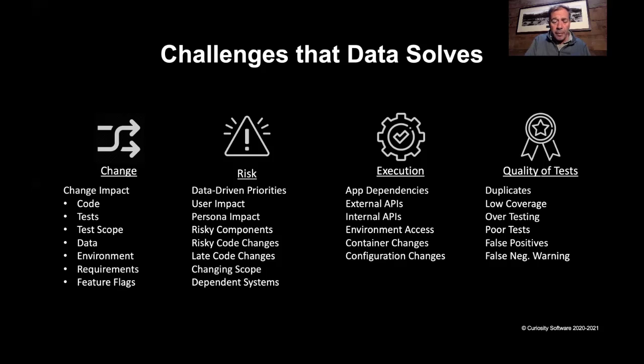When you usually find out about it is when you begin to start your testing activity, and that's way too late. And I think one of the most important things about the open testing platform is we're also going to be able to give you information about the quality of tests, whether you have duplicates, whether you have test bloat, whether you have low coverage, over testing, poor tests, false positives, or false negative warnings. This is an infrastructure that allows you to bring that information together in order to make better decisions about the actual quality of your test itself.